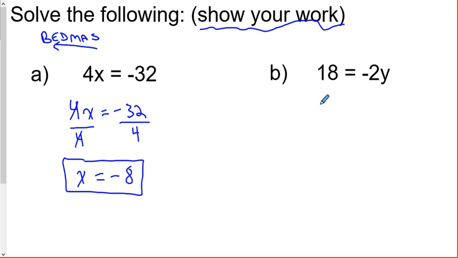Okay, so we've got 18 equals negative 2y. We want to get y by itself. Right now it's being multiplied by negative 2. So let's divide both sides by negative 2. We can do it to both sides because they're equal. As long as you do the same thing to both sides, we're okay. So negative 2 divided by negative 2 cancels out and just equals 1. So that's going to be 1y. We just write that as y. 18 divided by 2 is 9, but it's actually divided by negative 2. A positive divided by a negative is negative.